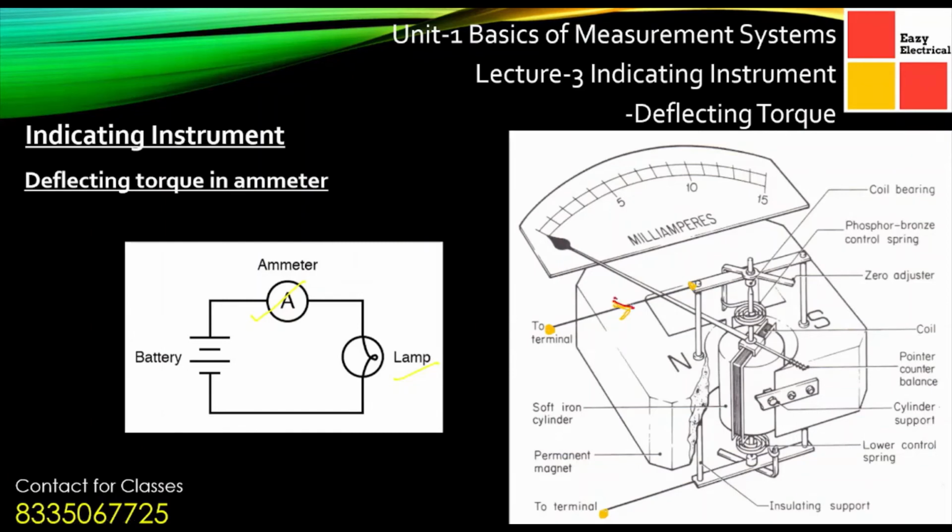Here the current is flowing in this direction, and from that it flows through the springs, goes down through the coil, and after passing through the coil it goes down to the springs, and then comes out. This is the current flow direction you can see from this figure. And here you have also seen this permanent magnet arrangement, north pole and south pole.